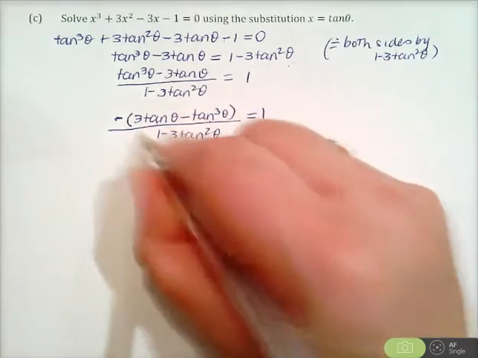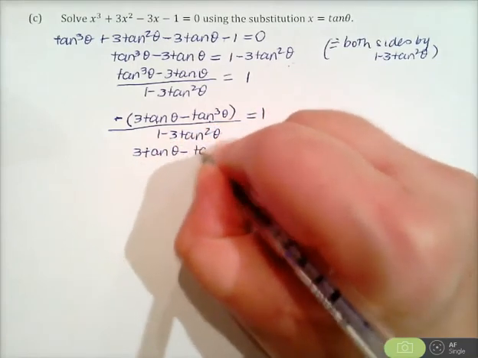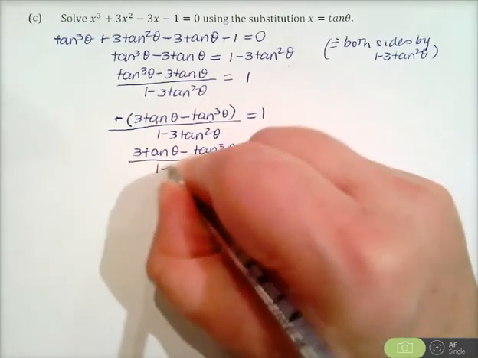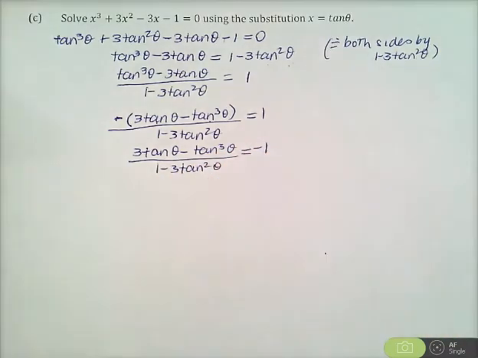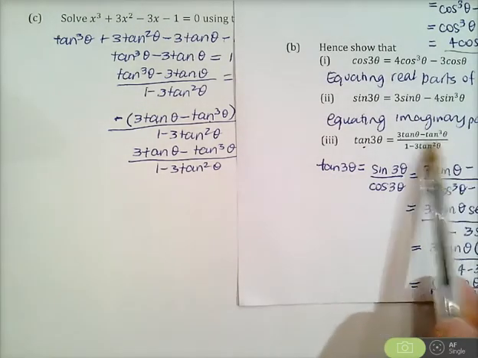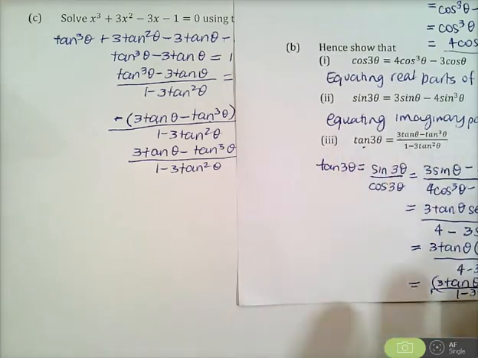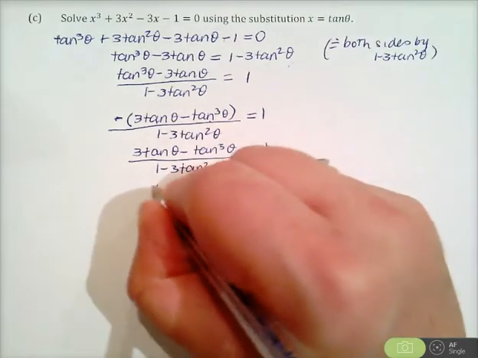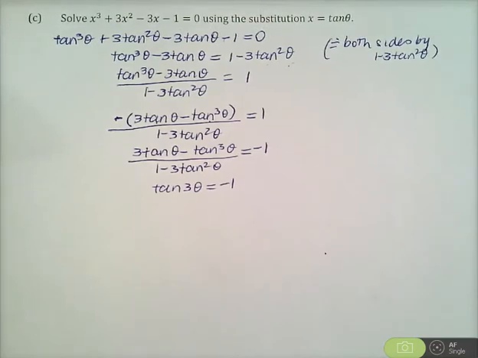Now what we can do is just take the negative, like multiply both sides by -1. We're just taking the negative to the other side. We end up with 3 tan theta minus tan cubed theta over 1 minus 3 tan squared theta is -1. Now we know from part B that 3 tan theta minus tan cubed theta over 1 minus 3 tan squared theta is the same as tan 3 theta. So we replace this therefore with tan 3 theta equals -1. Now to solve this we're going to use general solutions.